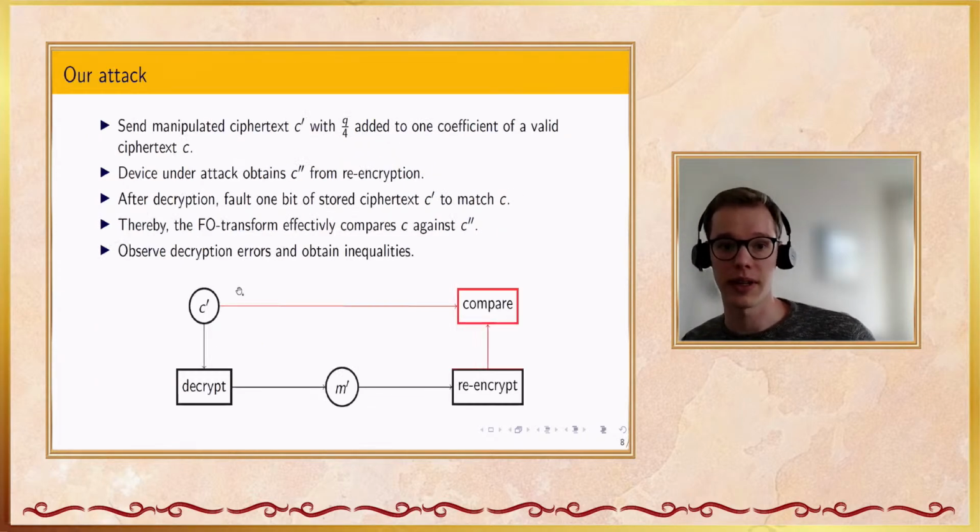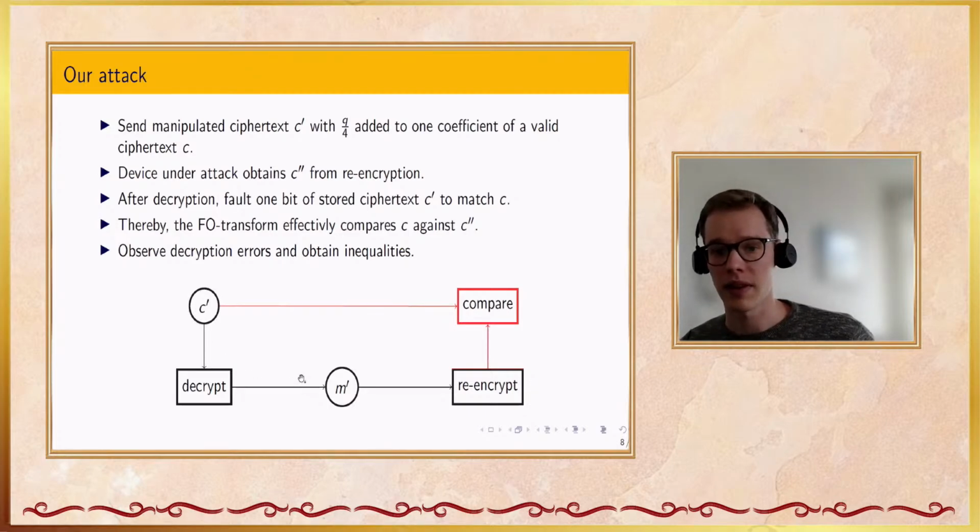So what we do is a bit differently. Instead of sending in a valid ciphertext, which we then fault, we first sample a valid ciphertext C and then add q divided by 4 to one coefficient. And this ciphertext C prime, with this q divided by 4 error already in one coefficient, is submitted to the device under attack. That means that the device never sees the valid ciphertext, but gets the manipulated ciphertext in the first place. So C prime is submitted to the device, decrypted by the device.